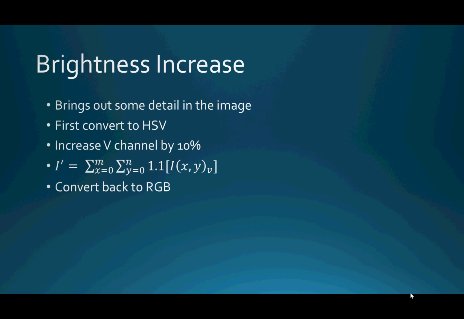So I converted to HSV, and then for every pixel within the image, increased the value of the V channel, the brightness channel, by 10%. You can see in this formula here, for each pixel in the input image, I multiplied the V channel by 1.1, which is a 10% increase. Then you just convert back to RGB, and you've got a brighter image.